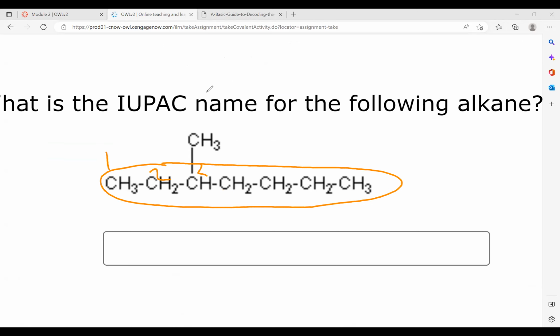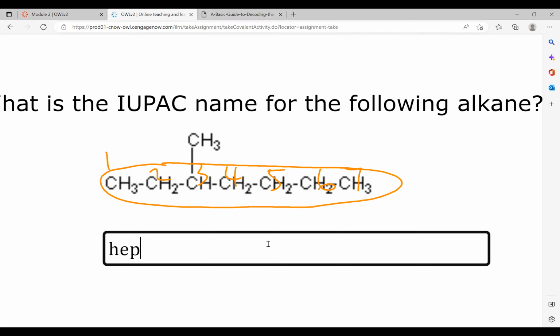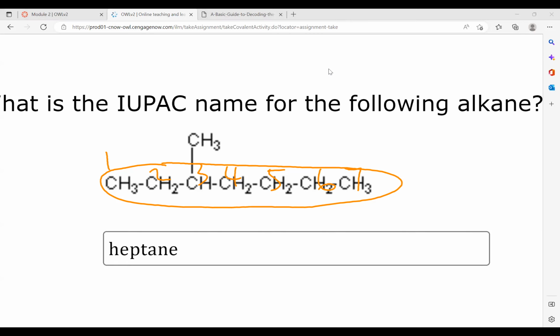1, 2, 3, 4, 5, 6, 7. So we're going to name our chain. Our chain is 7, so it would be hept. And because it's all single bonds, we're ending in ane. But we still have to account for this group up here.